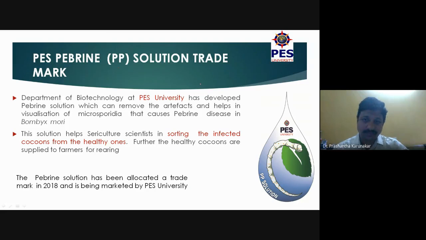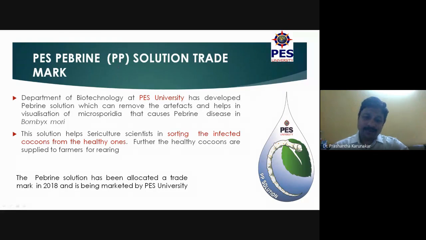Then what we thought is, is it possible not just to identify these infected cocoons from the healthy ones? Is there a possibility that we can design a drug molecule so that we will not have these infected ones? Or is there a way by which we can spray the mulberry leaves, or use any different methods? We have not yet decided the mode of administration, but is there a way by which we can make some attempt to control this disease?